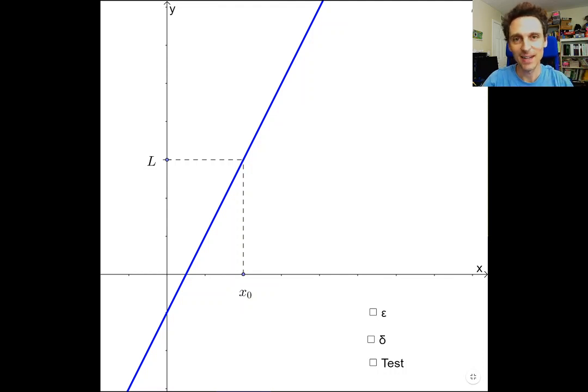Hello and welcome back. What does a limit really mean? Let's go back to our visual understanding of what limits mean. So here we have the graph of a function. It just happens to be a line.